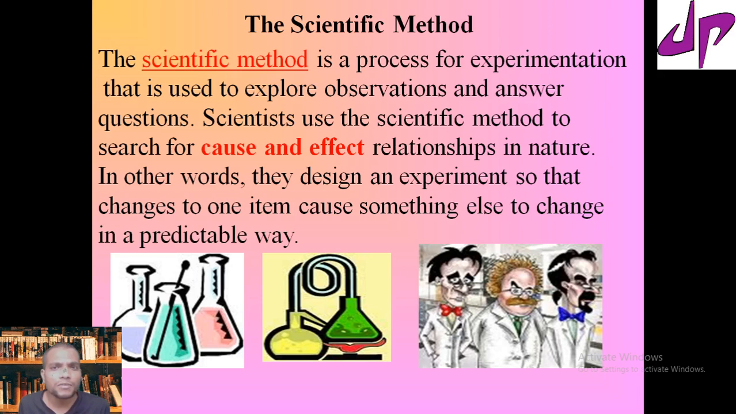Yeah, that is also one of the scientific methods. So these cause and effect, we need to make a relationship in nature, especially when we are dealing with physics and all. Otherwise, you can say scientists design such an experiment so that changes in one item cause something else to change in a predictable way. That is what everything can be done in science experiments. Always we need to predict what is the cause and what is its effect.